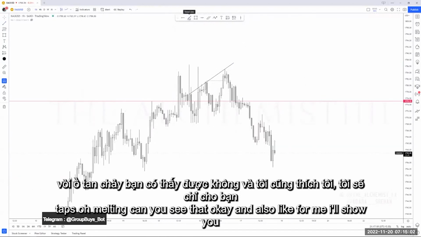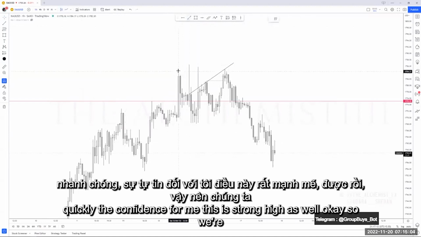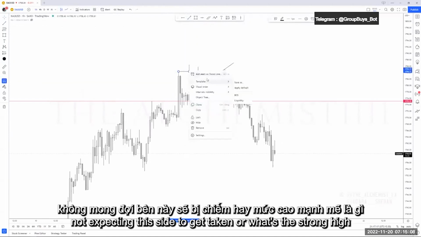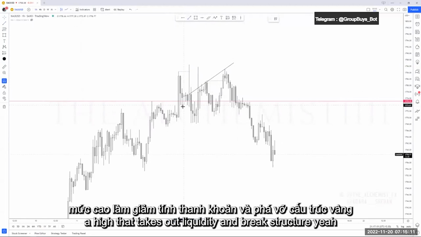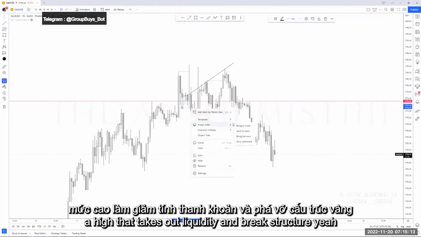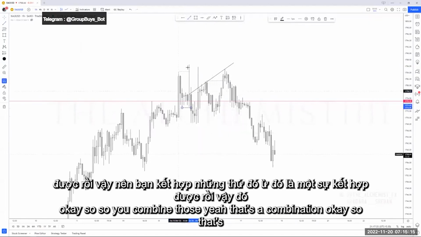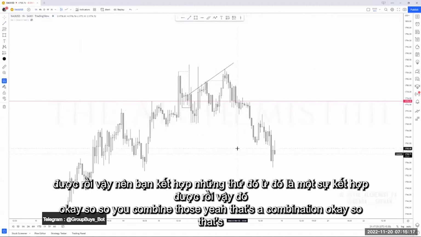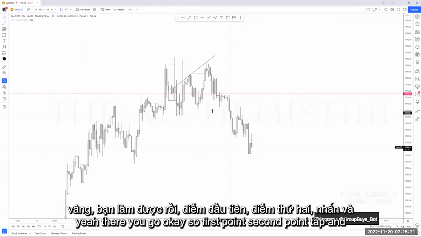Also, I'll show you quickly. The confluence for me is that this is a strong high as well. So we're not expecting this high to get taken. Now, what's a strong high? A high that takes out liquidity and breaks structure. So you combine a strong high with those, and that's a combination. I'm not going to tell you it's easy, but there we go.